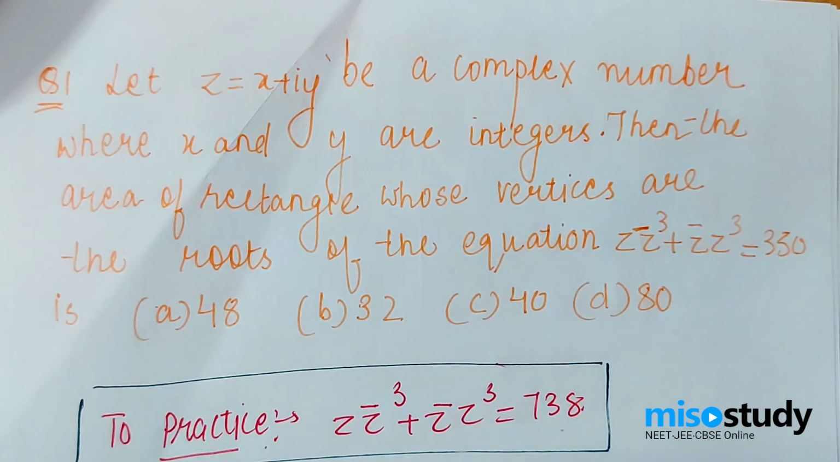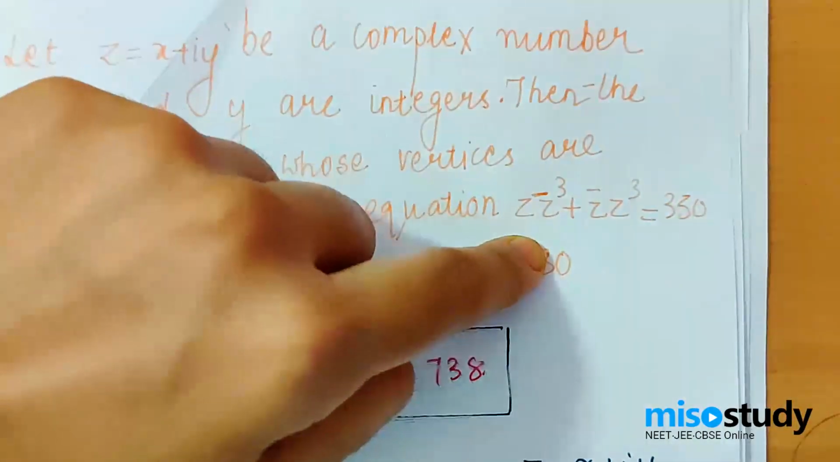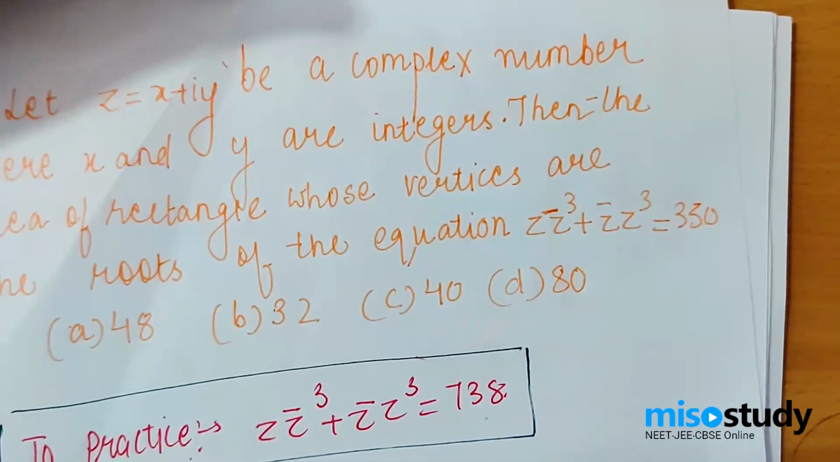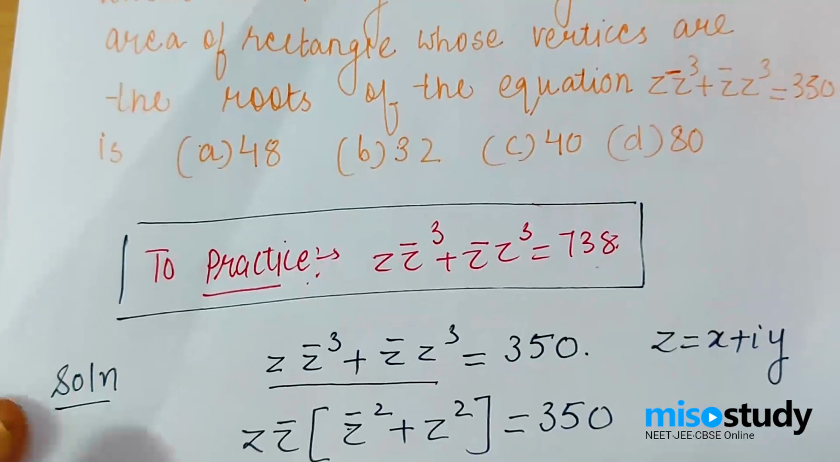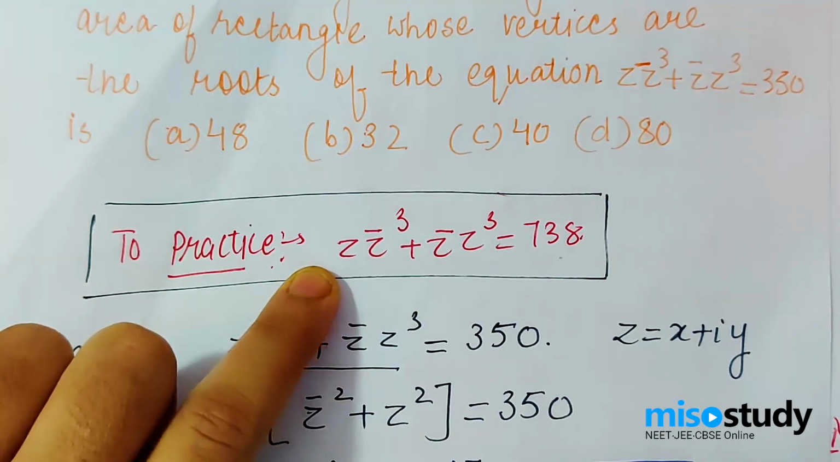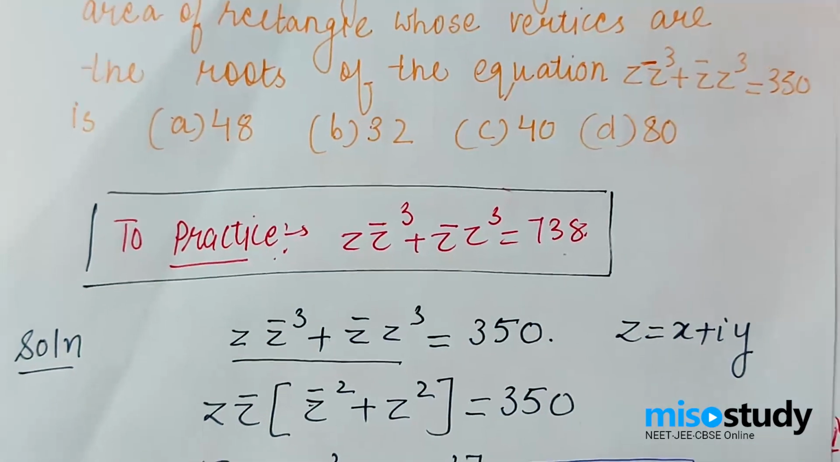This is a question in which it says z is equals to x plus iota y is a complex number where x and y are integers. You need to find out the area of the rectangle whose vertices are the roots of this particular equation. Firstly, z is x plus iota y and x, y are integers. Because this question is from IIT JEE Mains, I have given a practice question of a similar type to you. After I give you the solution, you can just give it a try.